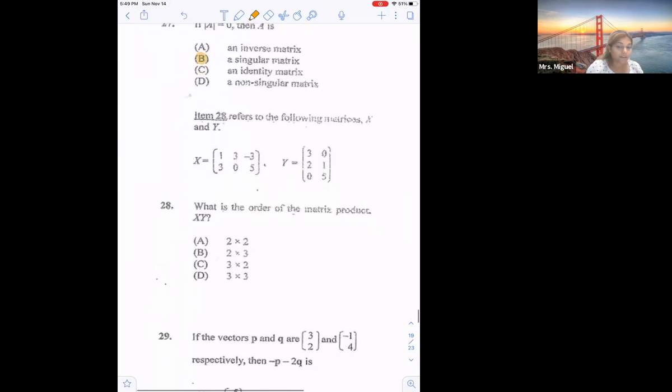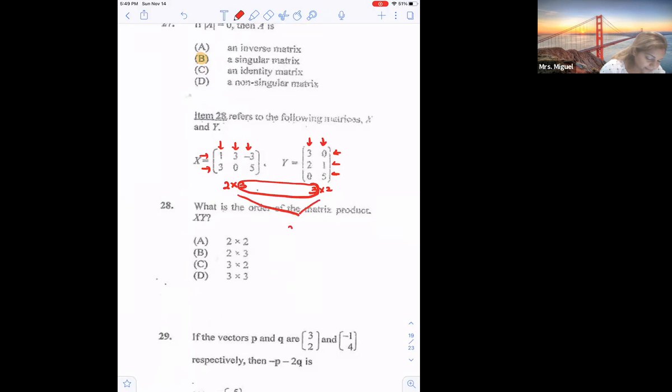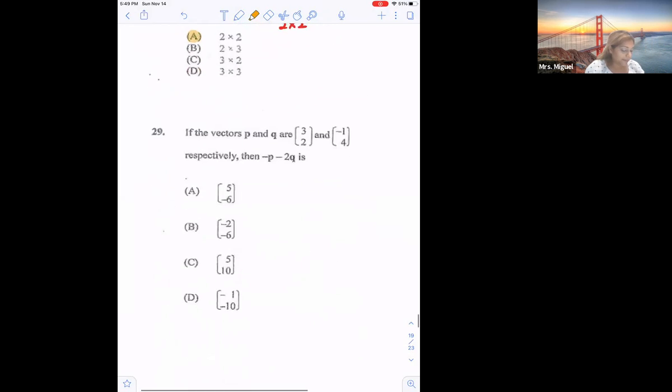What is the order of the matrix in number 28? So we have 2 rows multiplied by 3 columns. Here we have 3 rows multiplied by 2 columns. These two numbers must be the same. So we will get a 2 by 2. The answer is E.